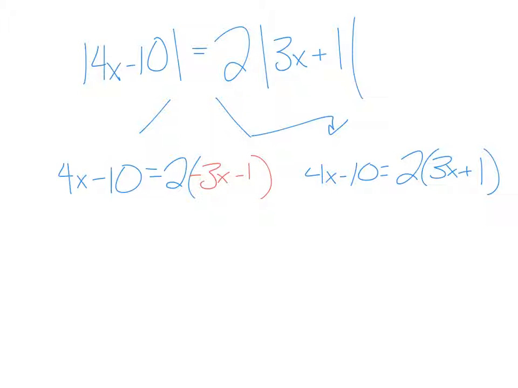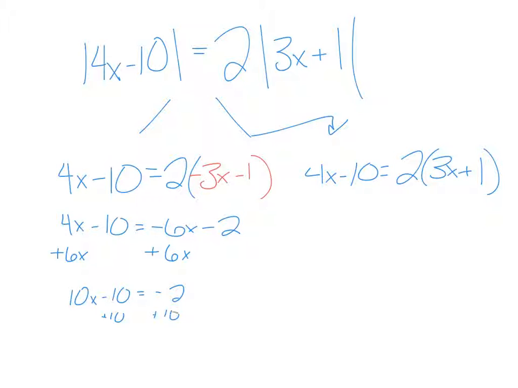This one up, we have 4x minus 10 is equal to 2 times negative 3 is negative 6x. 2 times negative 1 is negative 2. I go ahead and finish this. I'm going to add 6x to both sides. So I get 10x minus 10 is equal to negative 2. I add 10. So I get 10x is equal to 8. Then I divide by 10.